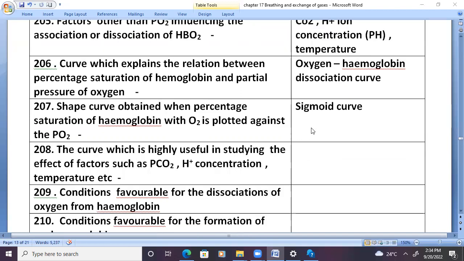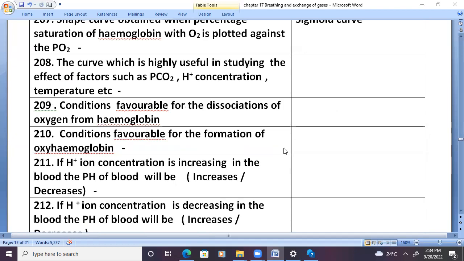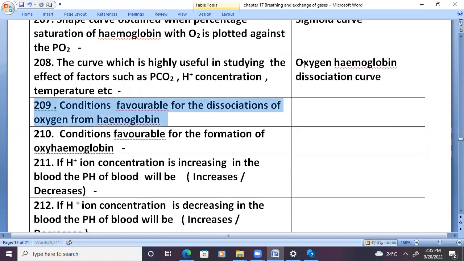The curve which explains the relationship between percentage saturation of hemoglobin and partial pressure of oxygen is the oxyhemoglobin dissociation curve. The shape of the curve is a sigmoid curve. Now let's start from 208. The curve which is highly useful in studying the effect of factors such as PCO2, H+ ion concentration, temperature, and oxygen is the oxygen hemoglobin dissociation curve.